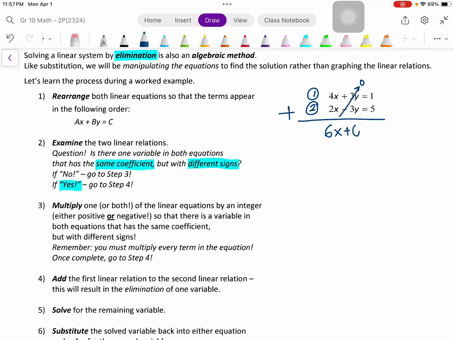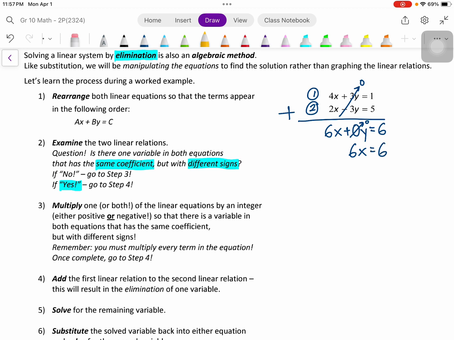If it's more helpful for you to write in the plus 0y, that's fine. And then our last one, we have 1 plus 5, and that is equal to 6. Now at this point, if you are writing in 0y, we want to eliminate that now because 0 times y is 0. So 6x plus 0 is just equal to 6x. And then on the other side, we still have 6.